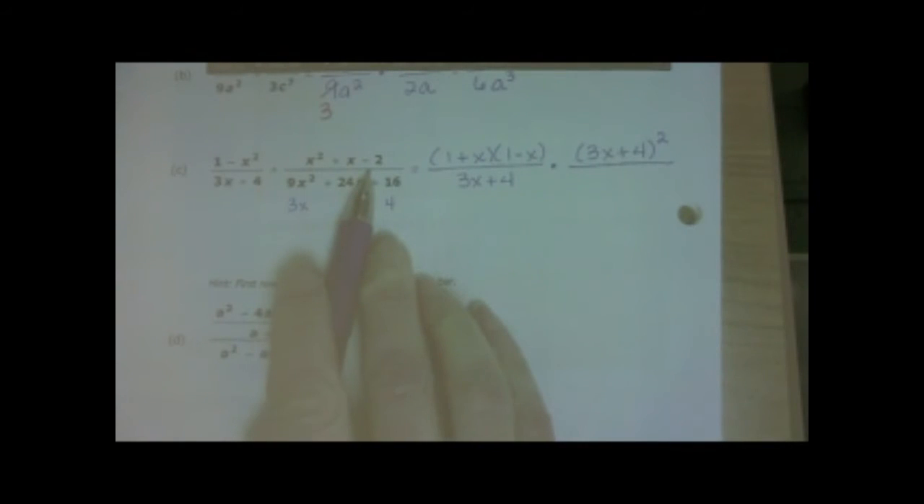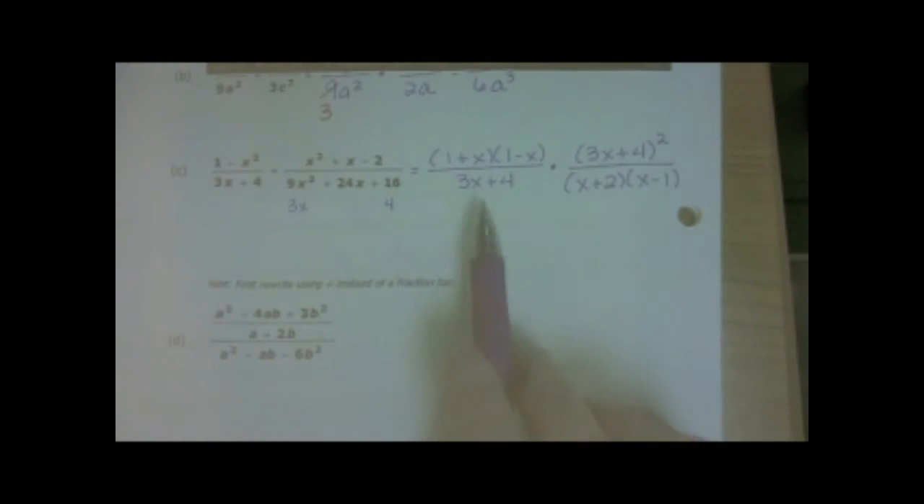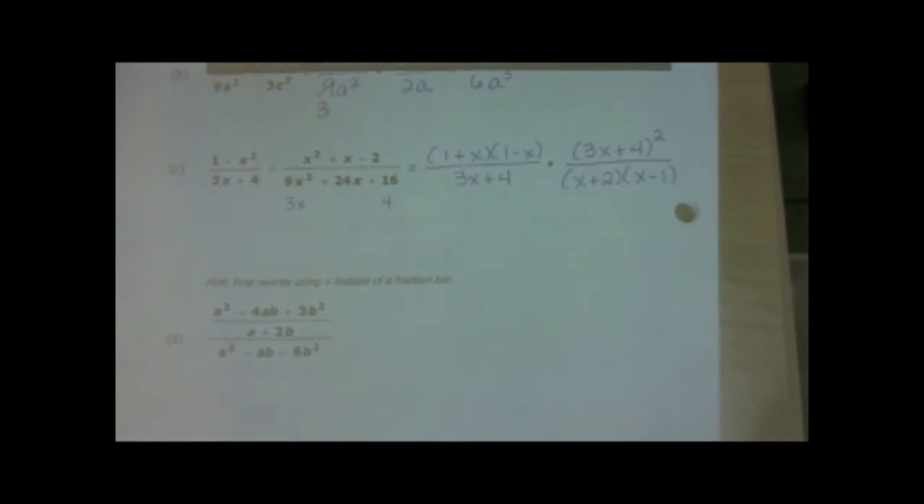And this I need to factor if possible. Something that multiplies to -2 and adds to +1. So how about +2 and -1? Okay, now we're going to cancel. So if I look at the 3x plus 4s, I've got 1 down here and 2 up here. All right, I just want to cancel one of them from up here. So I'm going to cancel this, and it's going to get rid of this and make it a 1.